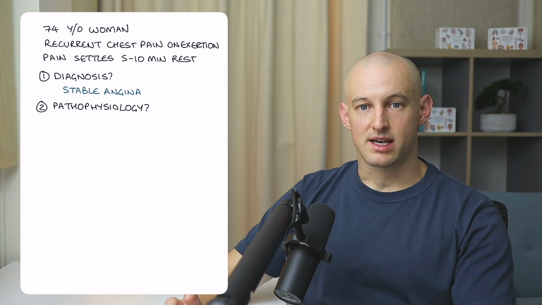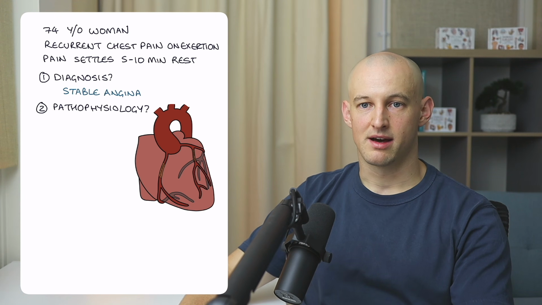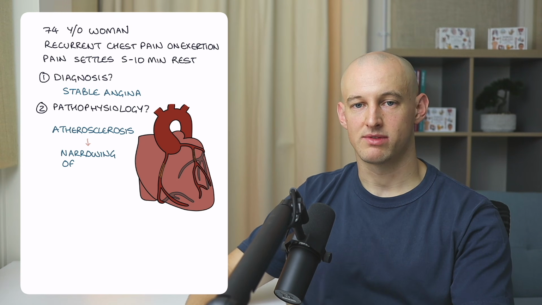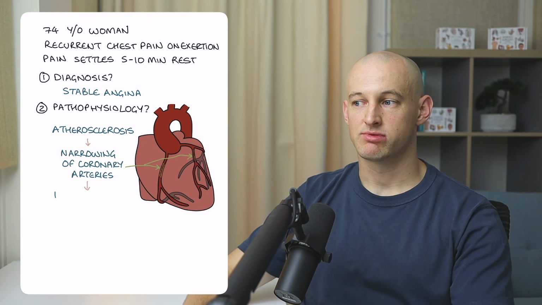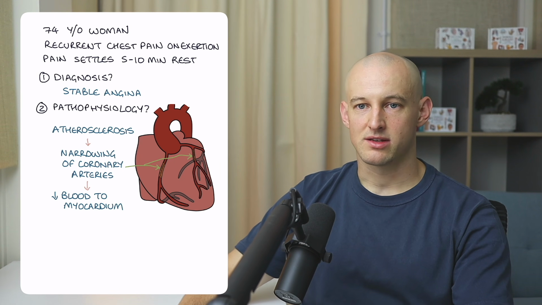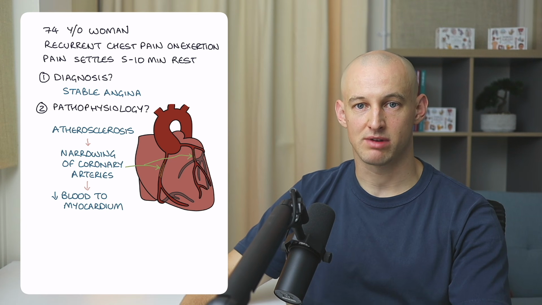So you have this heart, and you've got the coronary arteries, which take blood to the heart muscle. In stable angina, there's atherosclerosis and narrowing of those coronary arteries, which reduces how much blood can get to the myocardium or the heart muscle. And so during exercise, the demands of the heart can't be met with blood supply due to this restricted blood flow.